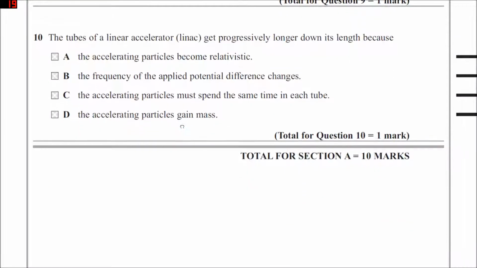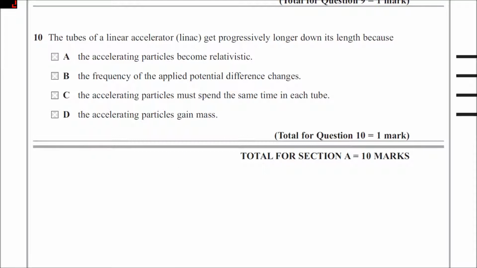And finally, the last question, question 10. The tubes of a linear accelerator get longer progressively down the length because the accelerating particles must spend the same time in each tube. Is that right? Why do they get longer? Let me not look at the answers. So the particles get faster. The frequency is changing at a constant rate. Yeah, that's right. So they must spend the same time in each tube is the correct answer, because the frequency is changing at a constant rate, and they're getting faster and faster. B is wrong. The frequency doesn't change. So it's C. I think I got 10 marks there, including the one that I changed my mind on.